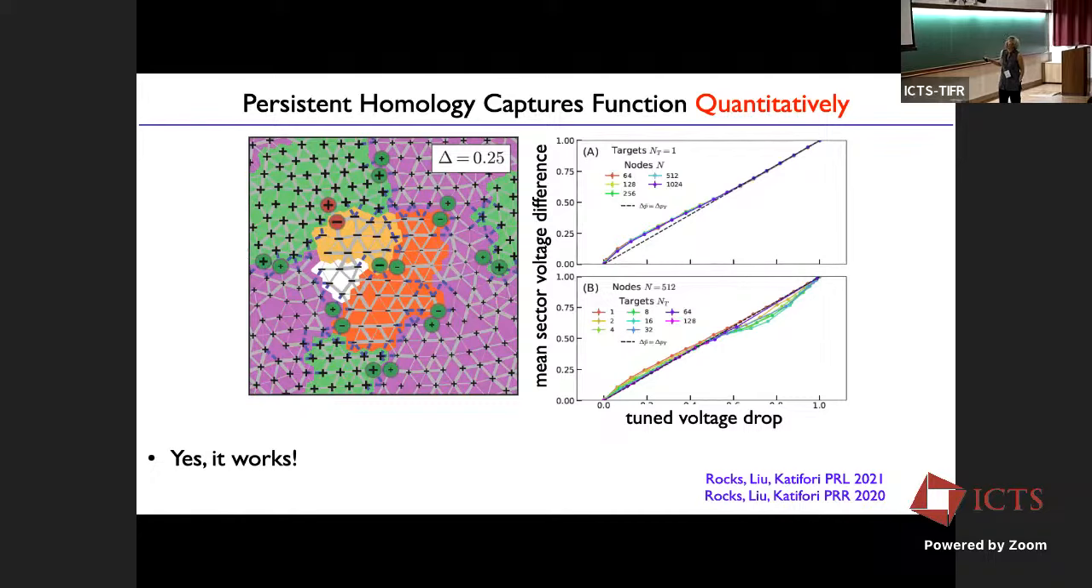Okay, so this is as a function of system size of the network, and this is a function of the number of targets. Now, this is quite interesting because this is a network of only 512 nodes, okay? And I can tune in as many as 128 different target edges successfully, okay? So it's highly tunable.